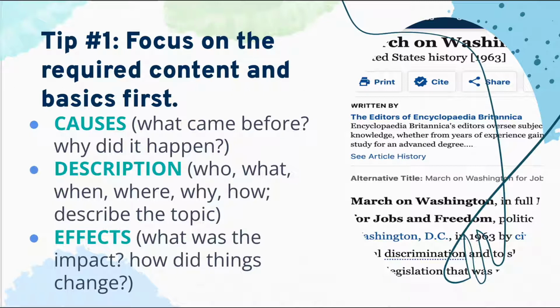And finally, you're going to look at the effects. What was the impact? How did things change because of your topic, and what's different? In other words, what's the ending of your story with your topic? It's going to be important to find all 3 of these areas, and if you're having any difficulties understanding what they are, or if you need help, talk to your history teacher.